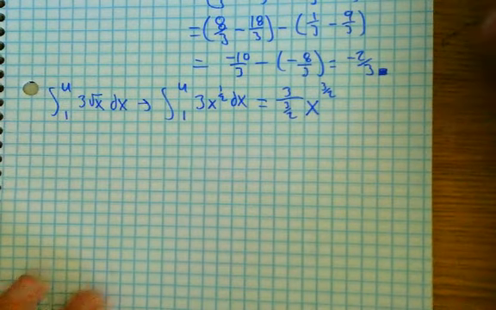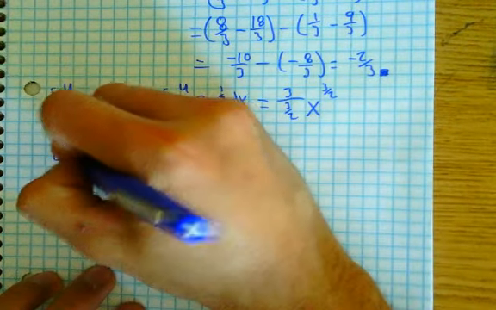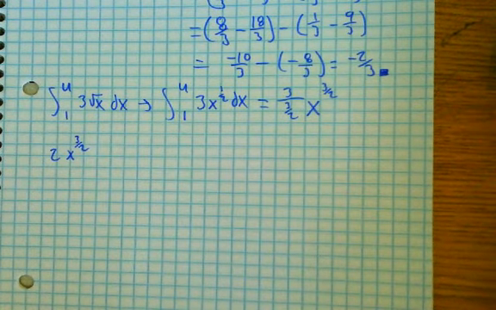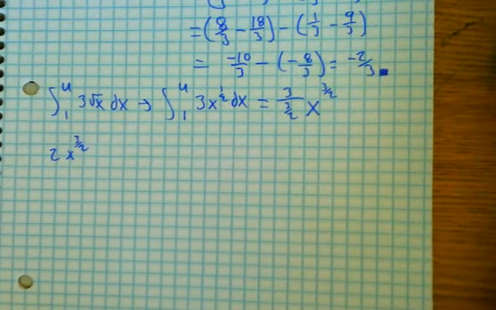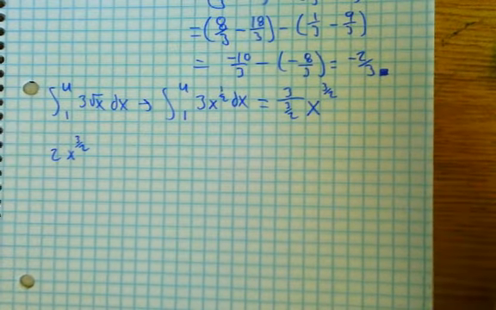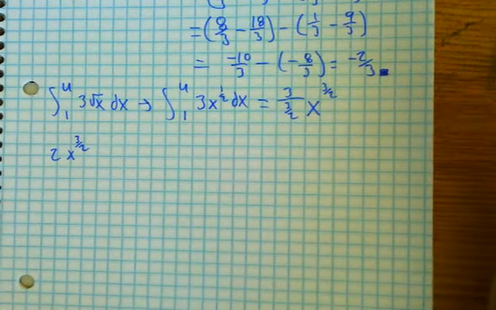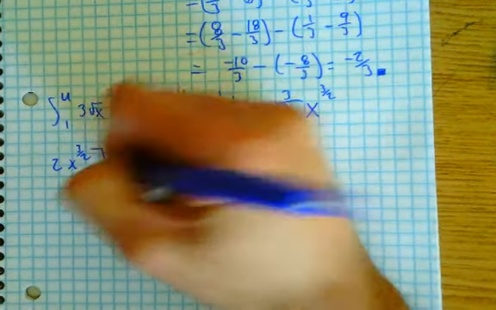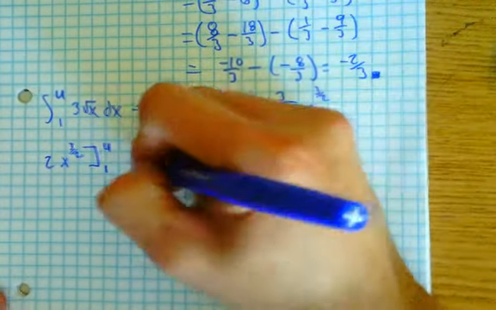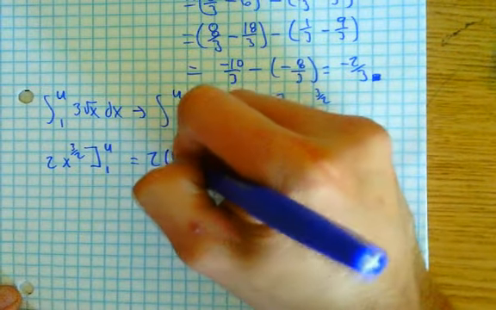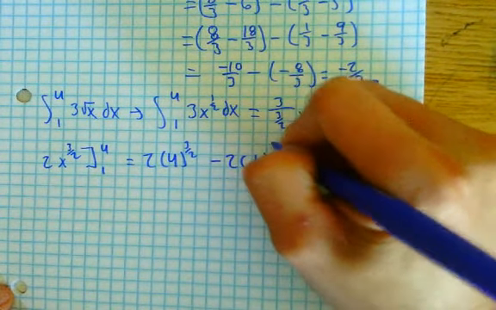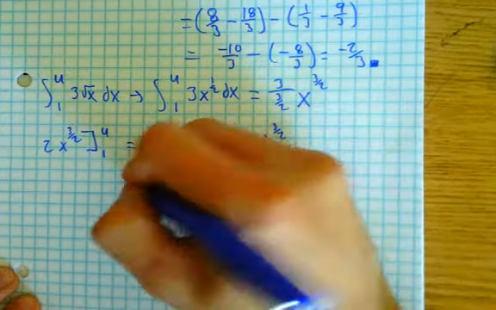By doing such thing, I get 2x to the 3/2. Now, one thing I forgot to mention in the last example, notice how in these types of problems I'm not having to include a constant, and that's because I'm only focusing on a very specific part of the graph. In this case, I'm only focusing from 1 to 4. Okay? So that means I'm going to evaluate this from 1 to 4, which in this case is going to be 2 times 4 to the 3/2 power minus 2 times 1 to the 3/2 power.